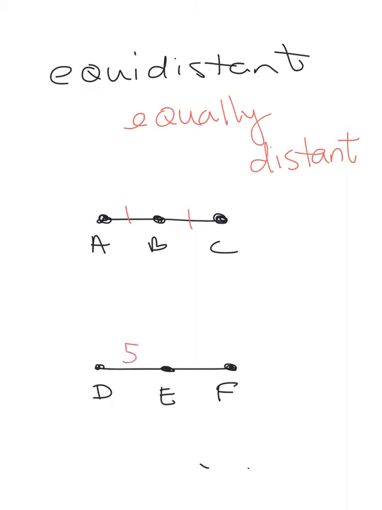I can also give it some values. So I can say that if DE is worth 5 units and EF is worth 5 units, then E is equidistant from both D and F.